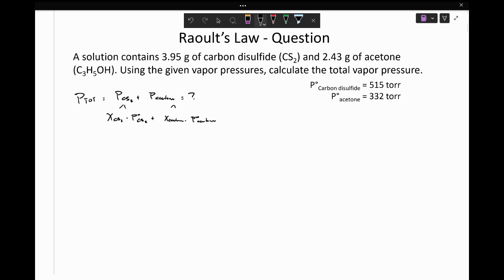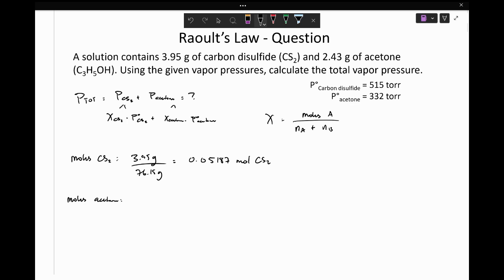And so all we have to do here, we know that our mole fraction is simply going to be moles of whatever we're interested in, let's say that's A, divided by moles of A plus moles of B. And so if we want to find moles of CS2, we're just going to take that mass we're given, 3.95 grams, divide that by the molecular weight, which if we look that up, we'd see that that's 76.15 grams per mole. And we'd see that we have, in this case, 0.05187 moles of CS2.